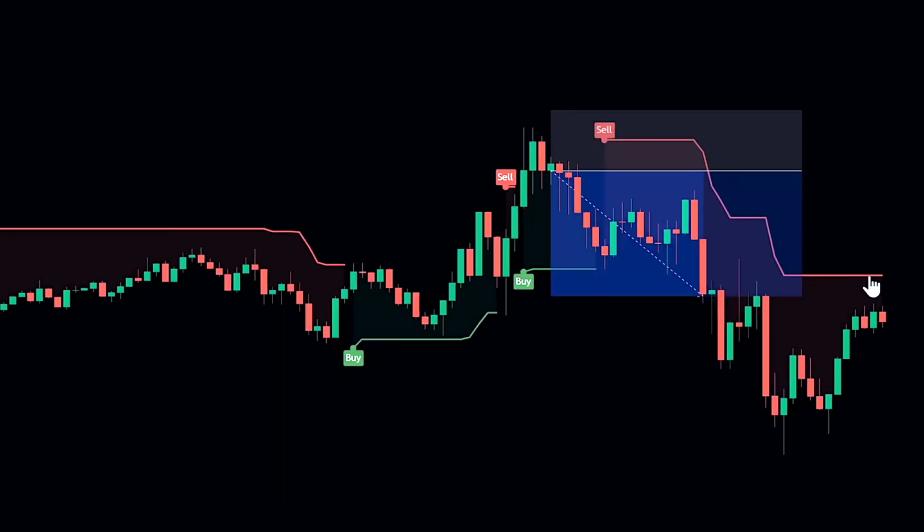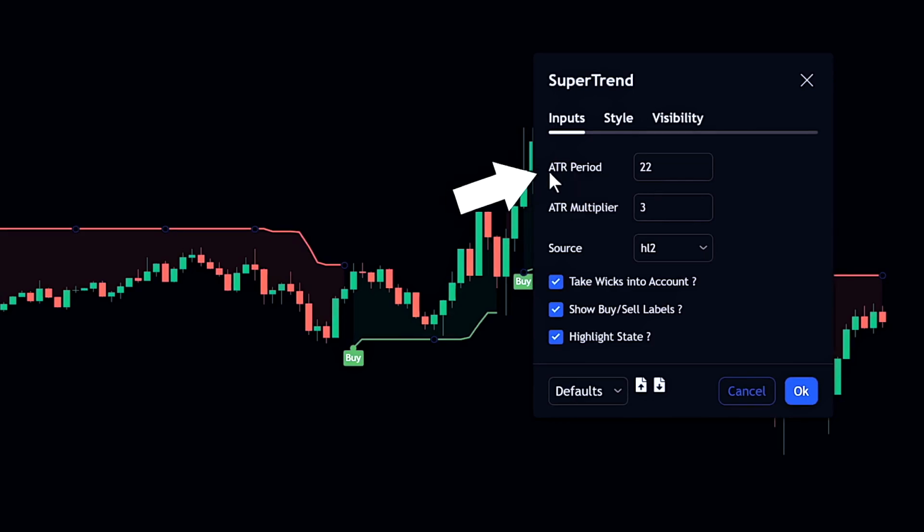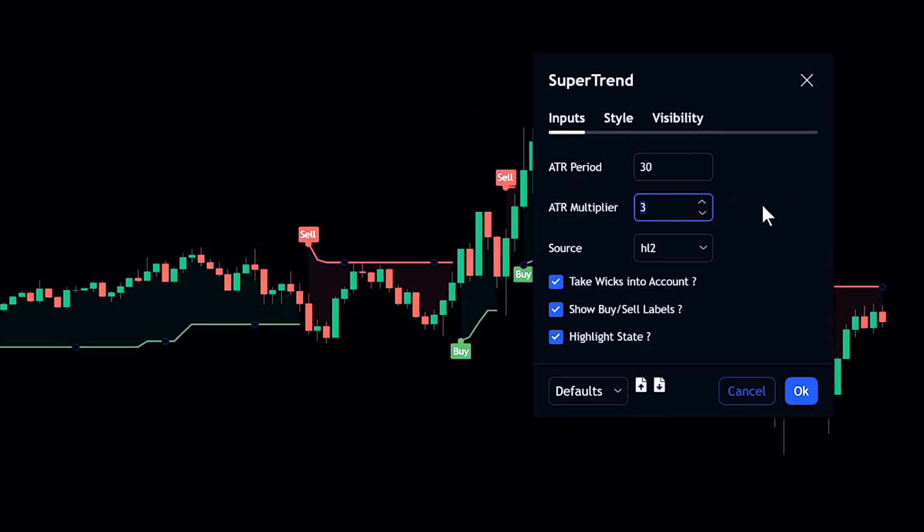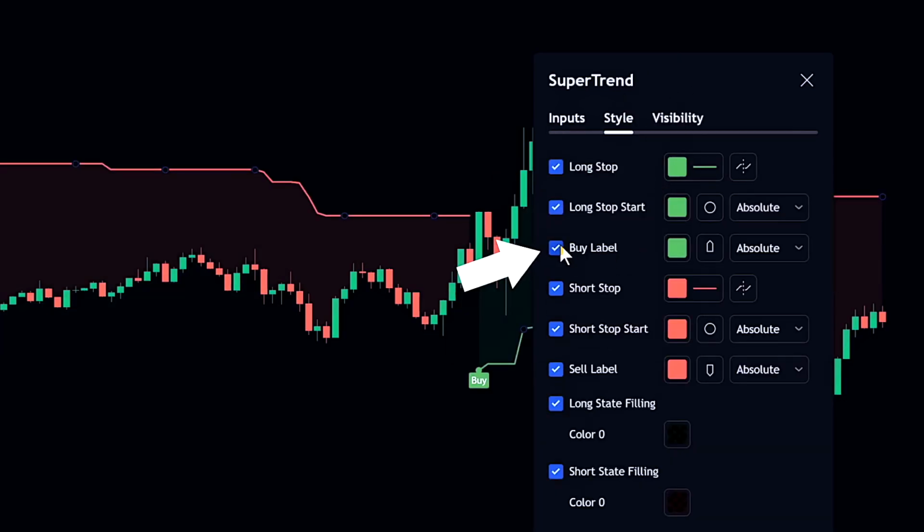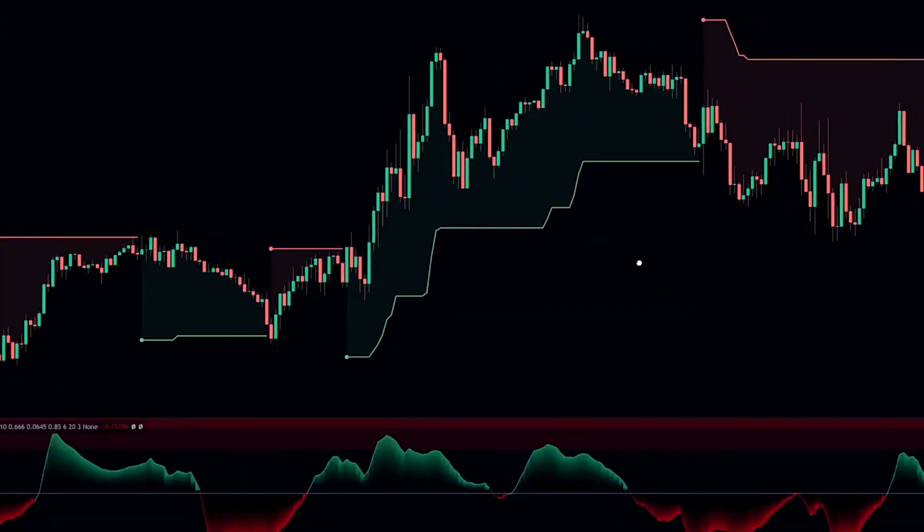Double-click to bring up the settings. Change the ATR period to 30 and the ATR multiplier to 5. Then, under the Style tab, turn off both the buy and sell labels and hit OK.